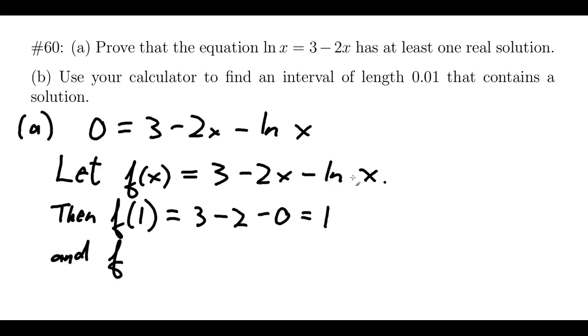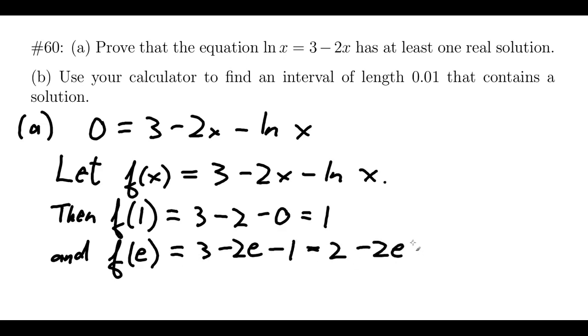And f of, well, any other integers are going to be difficult to evaluate with the natural log. Let's take something simple that we can do with that and say e. f of e would equal 3 minus 2e minus the natural log of e, which is 1. 3 minus 1 is 2, so we have 2 minus 2e. Now, if we think about this, e is almost 3. It's definitely bigger than 2. So twice e is much bigger than 4. 2 minus that number is going to be negative. So we found a value of x at which the function is positive, and a value of x at which the function is negative.